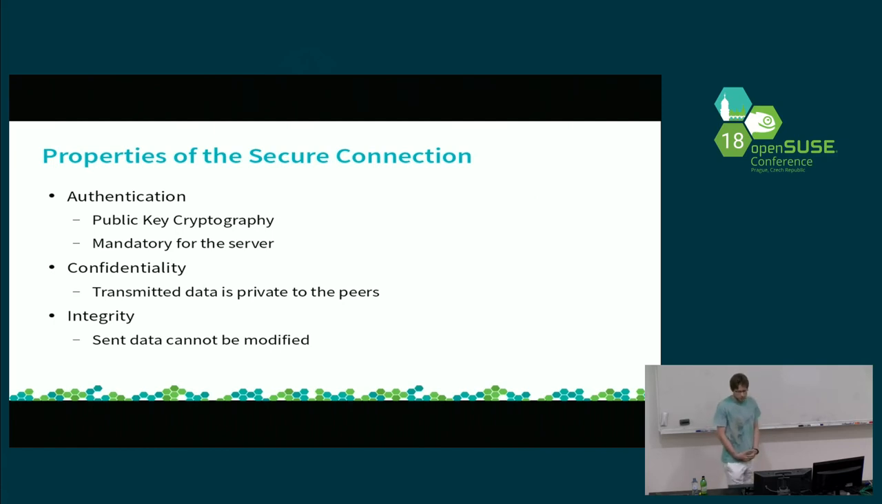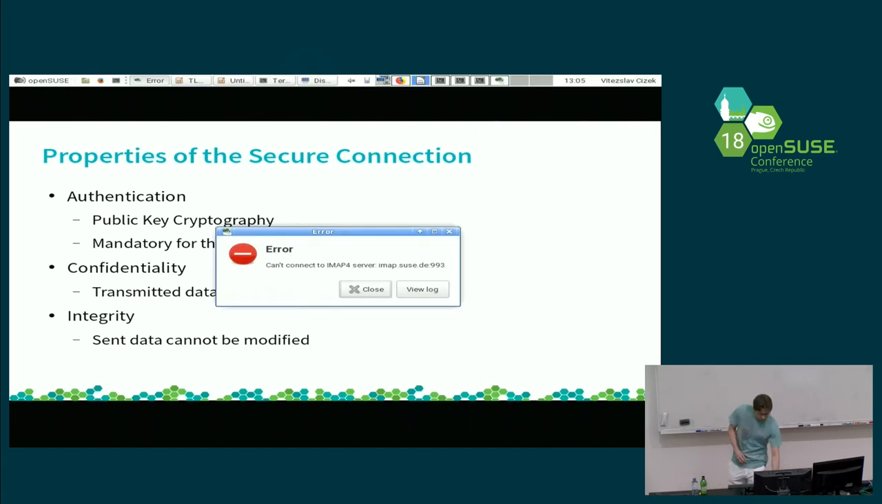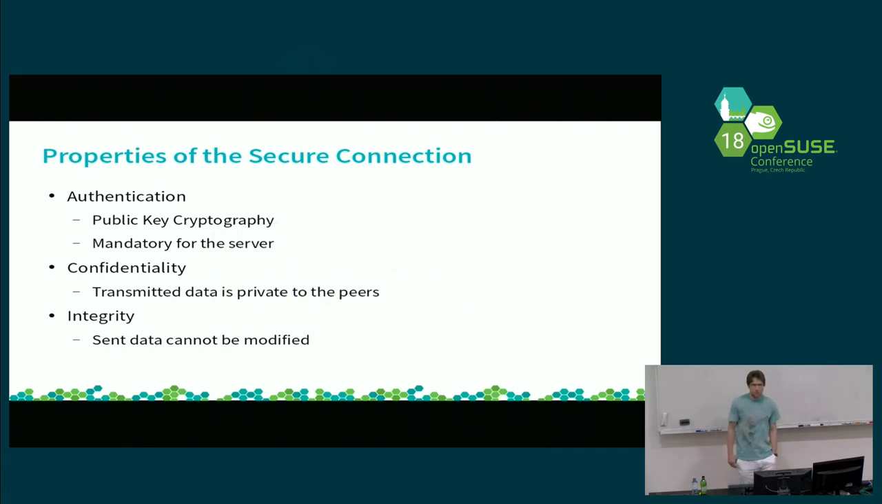The secure connection that the TLS protocol establishes has these properties. It authenticates at least one of the peers. Since TLS 1.3, this is mandatory for the server. There are no anonymous ciphers anymore. And the authentication is mostly done using public key cryptography. Confidentiality is enabled by the use of symmetric ciphers. The data that is transmitted is private to the peers. Attackers cannot see into the data. The protocol also provides integrity, which means that the data can be modified, but all the modifications will be detected, and the connection will be terminated.